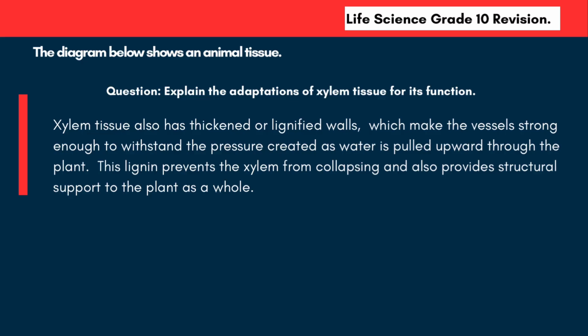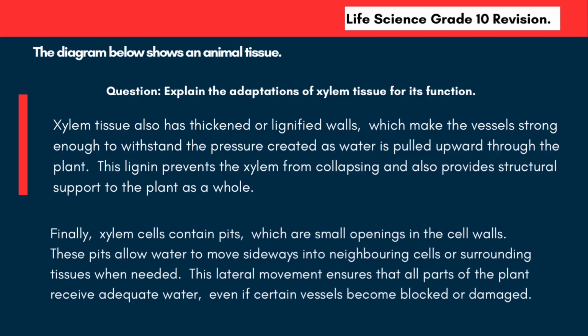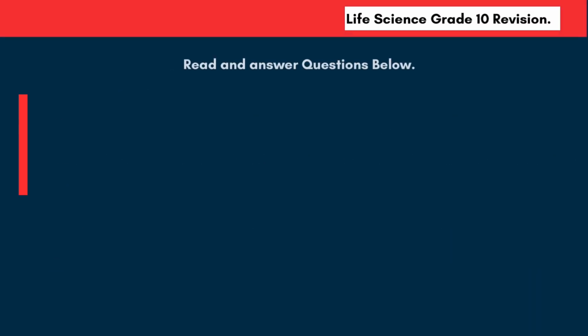This lignin prevents the xylem from collapsing and also provides structural support to the plant as a whole. Finally, xylem cells contain pits, which are small openings in the cell walls. These pits allow water to move sideways into neighboring cells or surrounding tissues when needed. This lateral movement ensures that all parts of the plant receive adequate water, even if certain vessels become blocked or damaged. Read and answer questions below.